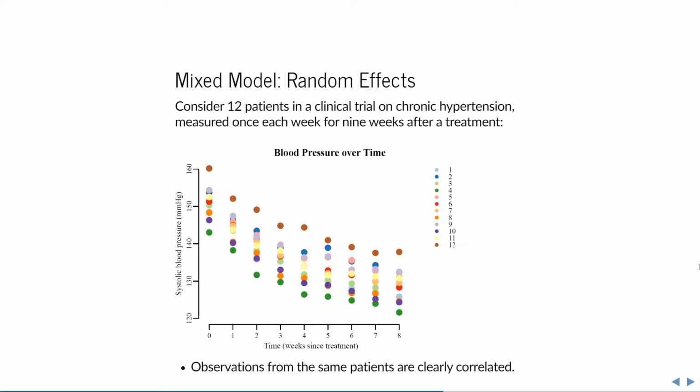All right, so let's look at an example. Let's consider 12 patients in a clinical trial on chronic hypertension. So that's too high blood pressure. And we measure them once each week for 9 weeks in a row after we've begun some treatment, which hopefully reduces their blood pressure. And I simulate these data, so of course the blood pressure reduces. The point here is, if we look at each color, which is a different patient, then you can very clearly see that the results of one particular patient are correlated to each other. If you started out very high, then you also end up higher than the rest. And if you start out very low, then you end up lower than the rest. So that's the first observation to make.